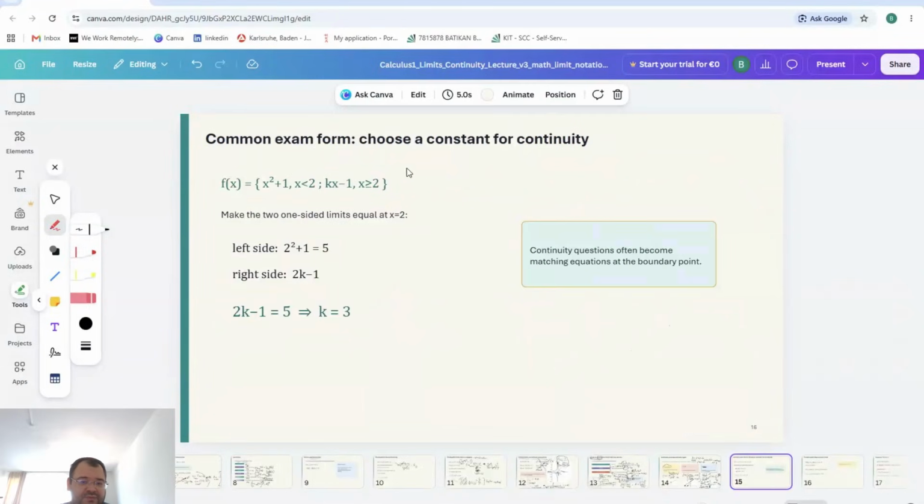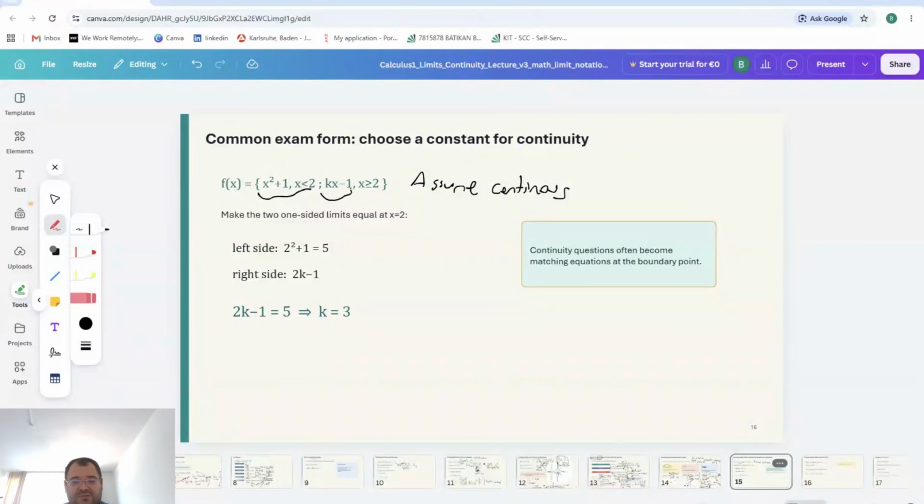So we are assuming that this function is continuous. If this function is continuous, we need to find the k value. Assume that the function is continuous. What does it mean for a function to be continuous? The function must have a limit value. We have a piecewise function. For values smaller than 2, it is behaving like x squared plus 1. For values greater than 2, it's behaving like kx minus 1.